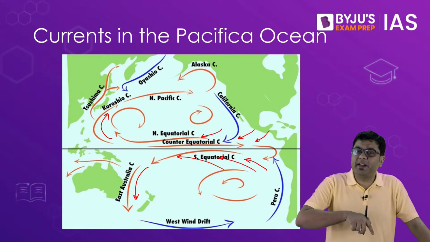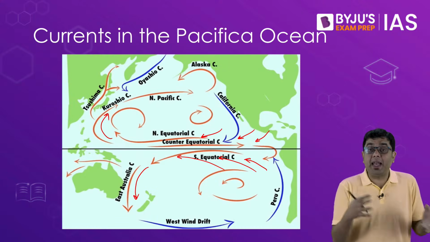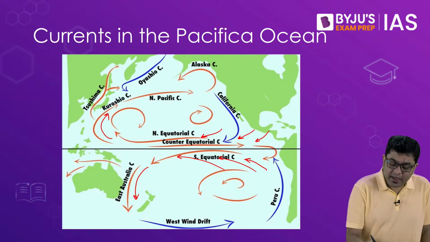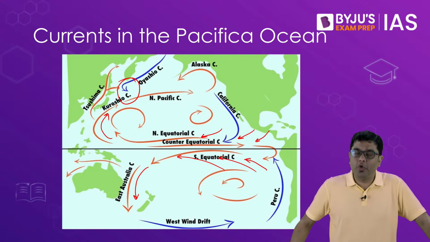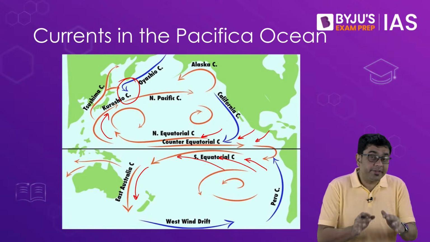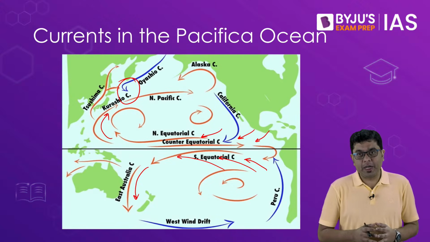Just like in the case of Atlantic, you had the Gulf Stream and the Labrador current meeting with each other. Here, you have the Kuroshio and the Oyashio currents which meet with each other. So this is also a very good fishing ground.